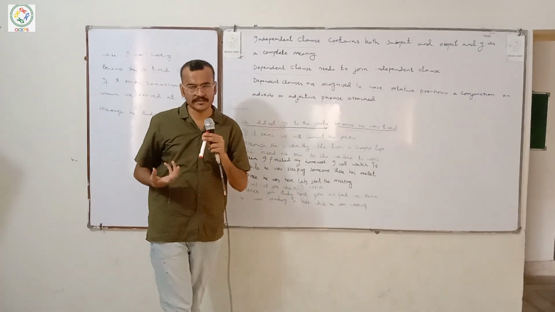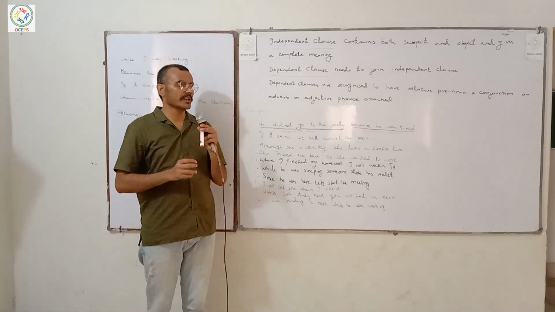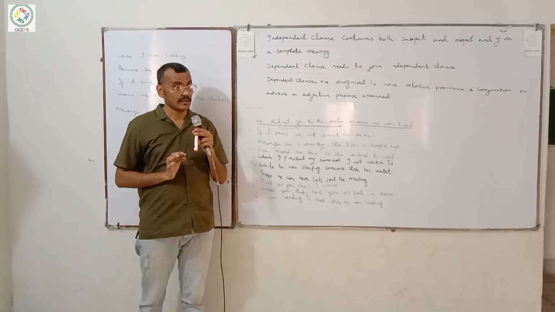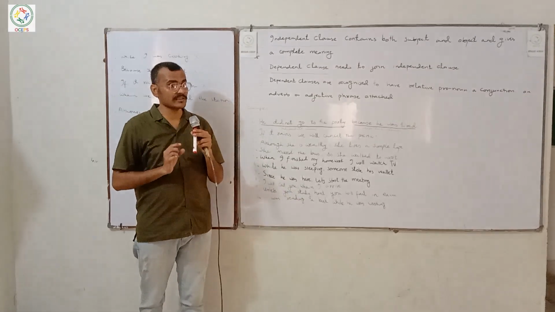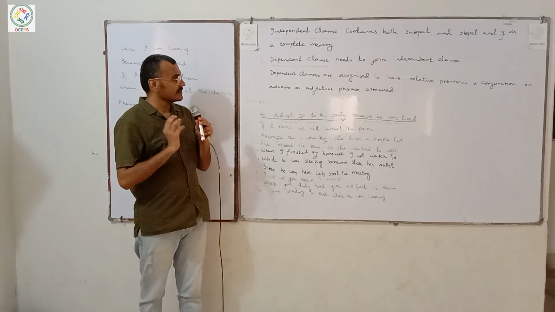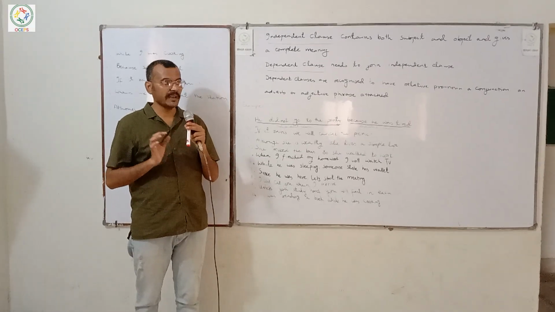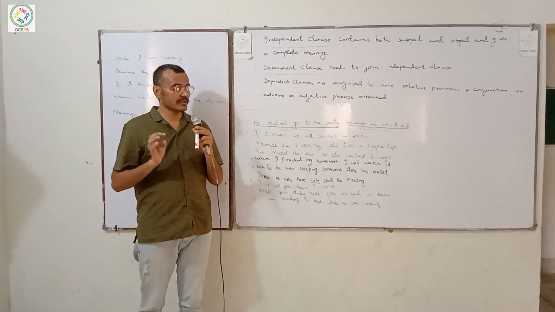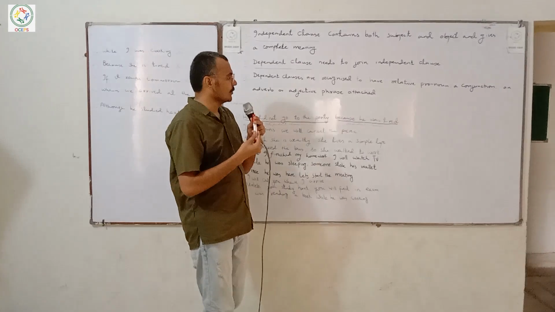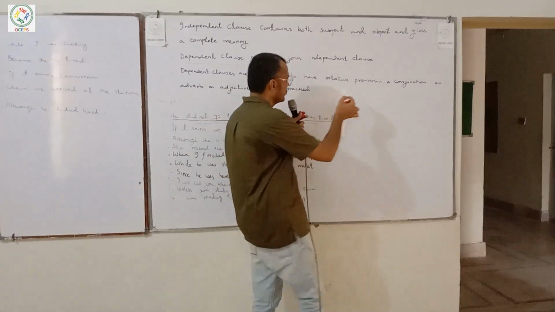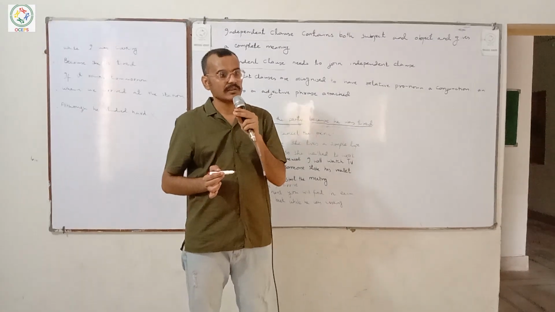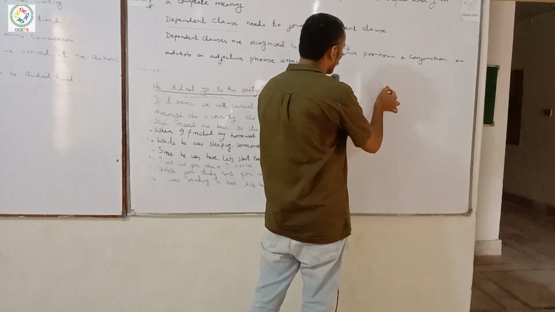Now, what are the dependent clauses? Dependent clauses may have a subject and the verb, but they shouldn't have the objects. And sometimes they have the subject, verb and the objects, but more importantly they are always supported by a relative pronoun, mainly by a conjunction, by an adverb and by an adjective phrase. But more or less you would be finding a conjunction with the dependent clause.